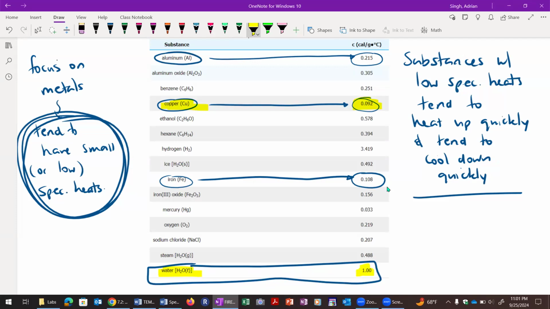And that has to do with their very low specific heats. Okay, so we can just compare these values and we can say if two substances are exposed to the same amount of heat energy, the one with the lower specific heat will attain a higher temperature than the one with a higher specific heat. And then the opposite of that would be true as well.